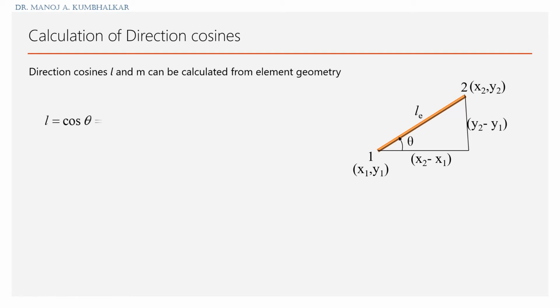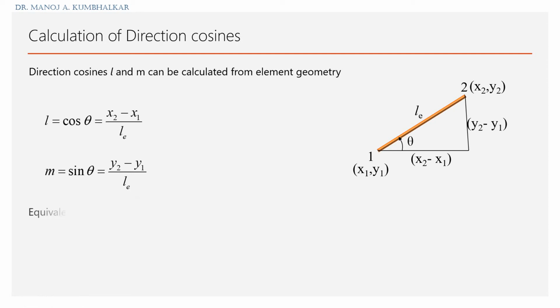So, the direction cosine L, which we already discussed in the previous slide, L is equal to cos theta. So, what is cos theta? It is nothing but the adjacent side, that is x2 minus x1 divided by LE, and M is equal to sin theta, which is equal to the opposite side, that is y2 minus y1 divided by LE. So, if you want to solve the numerical of plane truss with the help of angle, you can use L is equal to cos theta, M is equal to sin theta. And if you want to solve the numerical with the help of coordinates, you can use L is equal to x2 minus x1 divided by LE and M is equal to y2 minus y1 divided by LE.